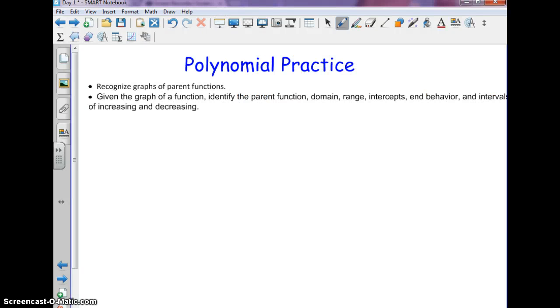We want to be able to recognize parent functions. So let's think, for example, if I have a graph, and let's say my graph is down here, okay?